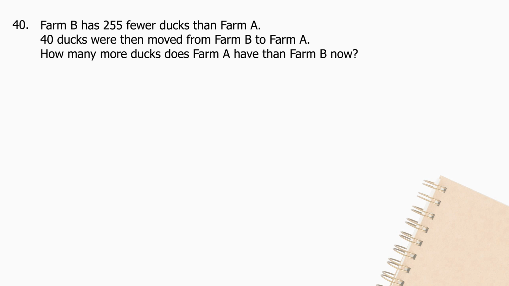Question 40. Farm B has 255 fewer ducks than Farm A. 40 ducks were then moved from Farm B to Farm A. How many more ducks does Farm A have than Farm B now?